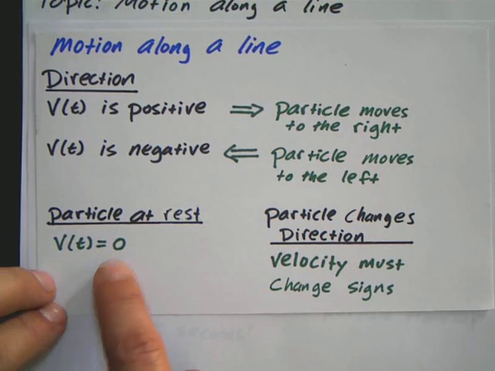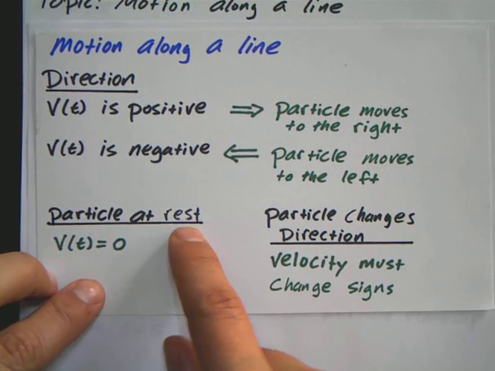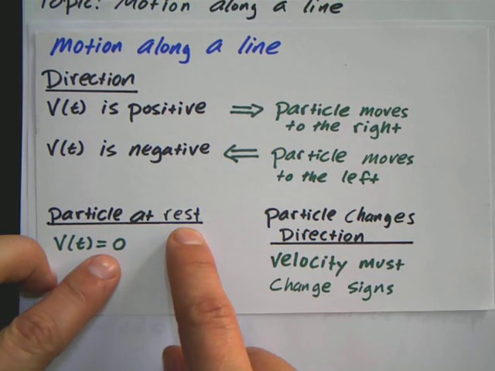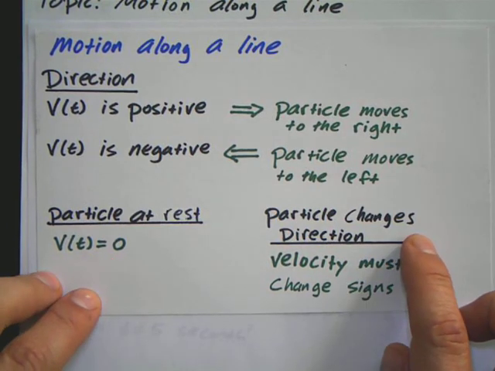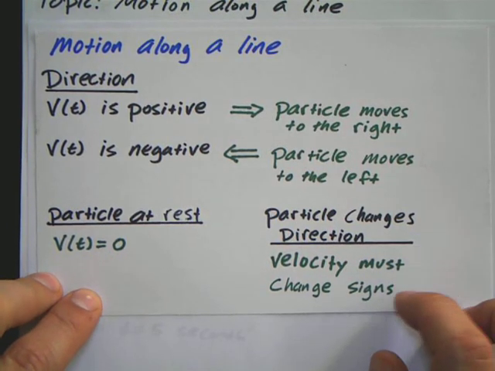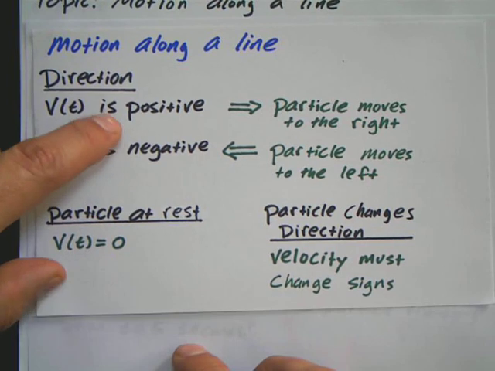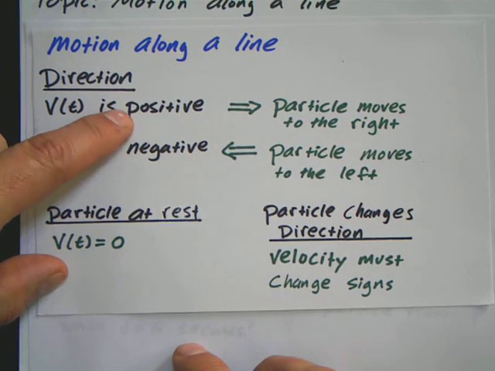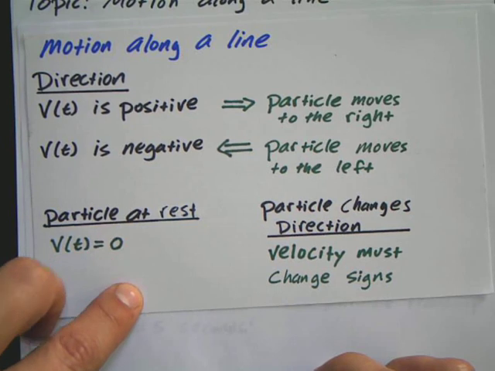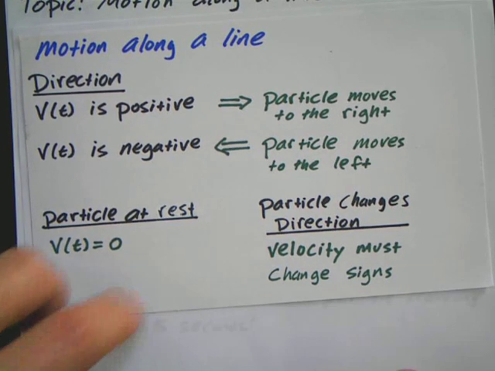Particles at rest, if your velocity is 0. So resting means you're not moving. So if you're not moving, your velocity has to be equal to 0. And the particle changing direction means that the velocity has to change signs. So either switching signs from a positive to negative or negative to positive is required for the particle to change direction.